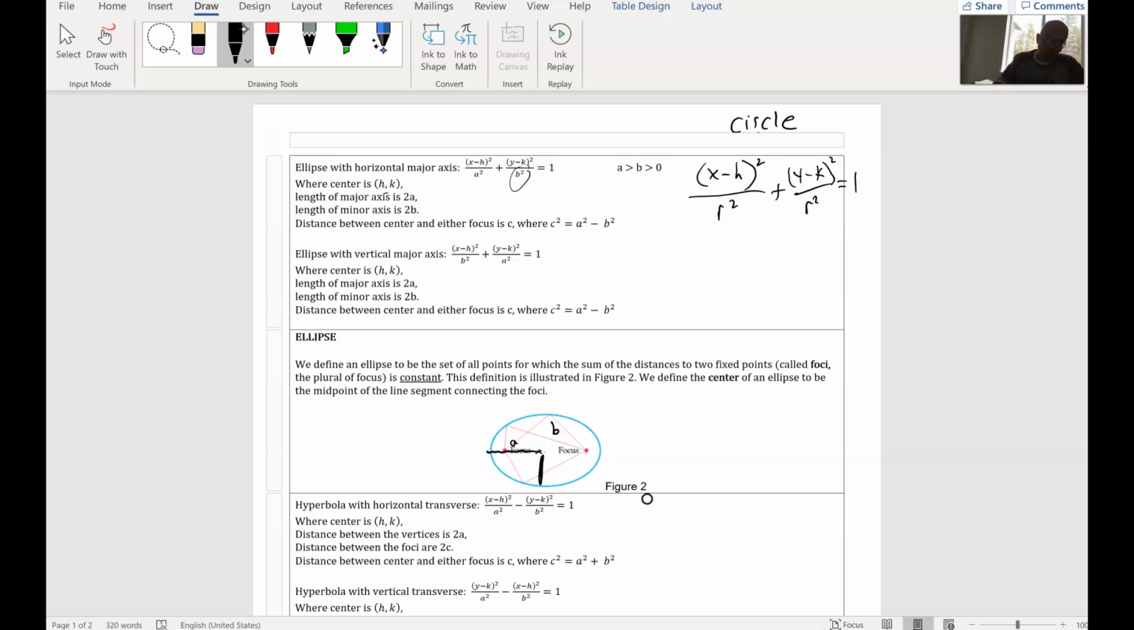Now, just to be clear, an ellipse does not have to look this way. An ellipse can look this way. It can be long the other direction. And notice that's what this is talking about down here.